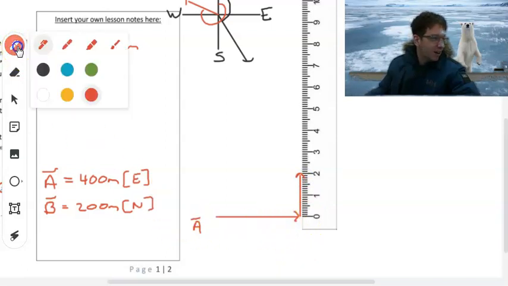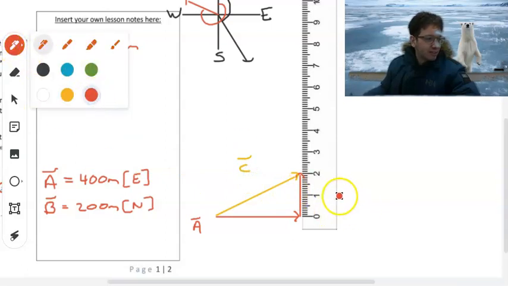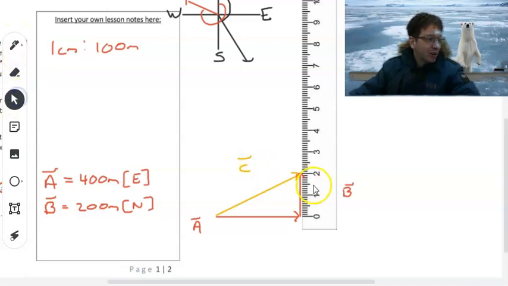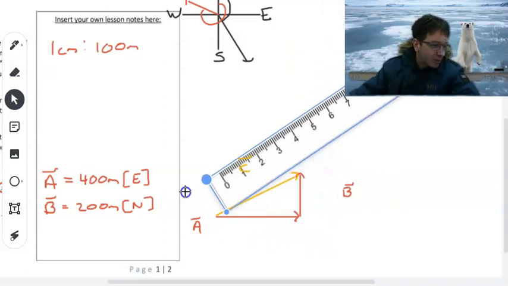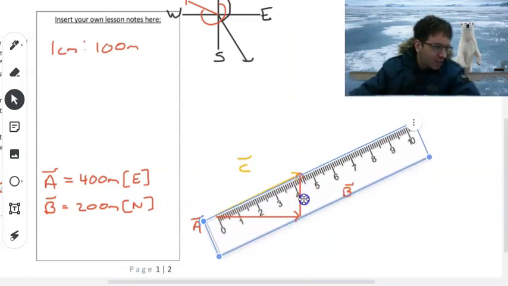And then our resultant, which would be C, if we're adding them, would be going from the tail of A to the tip of B, like that. That would be C. This is B. Then we can figure out the magnitude of C, roughly anyways, using our scale again, by taking our ruler, rotating it, and measuring the length. So the length seems to be about 4.5 centimeters.